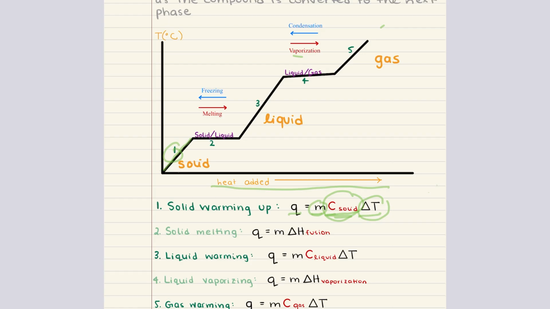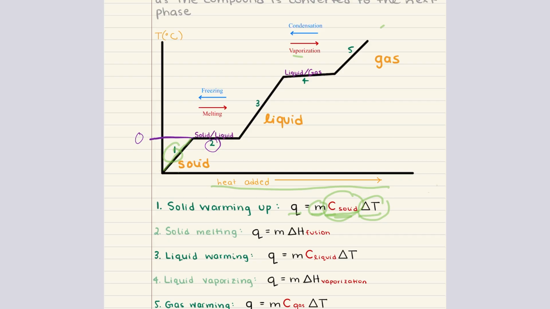Once the solid has reached its melting point, we then enter segment 2. For ice, the melting point is 0 degrees Celsius. At this point, heat continues to be added, but the temperature no longer increases. Instead, that energy goes towards breaking the intermolecular forces that hold the solid structure together, and that helps convert the substance into its liquid form. This is a phase change.